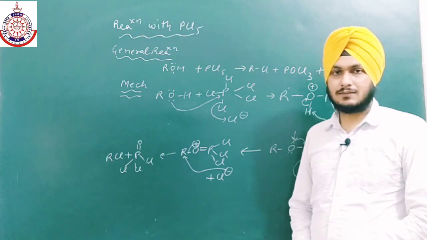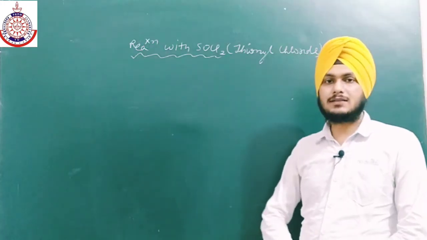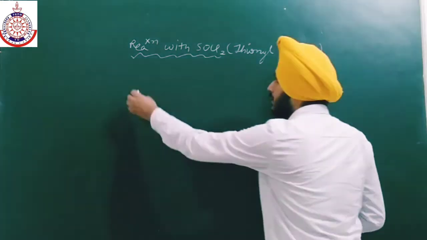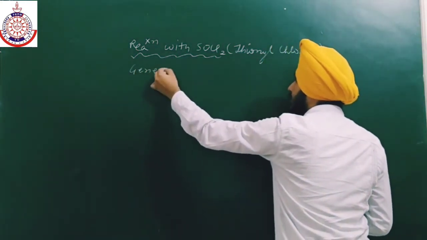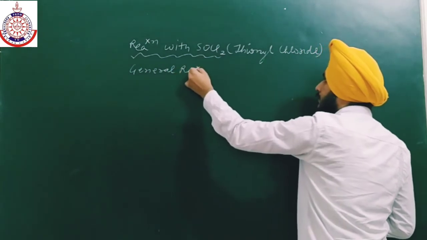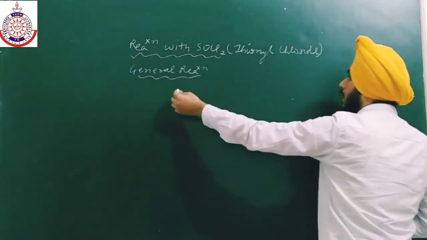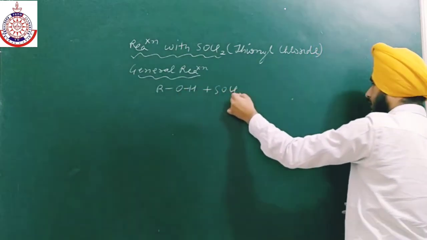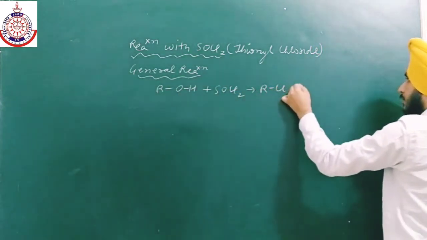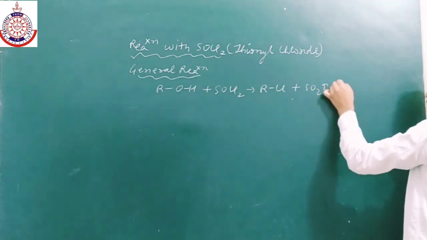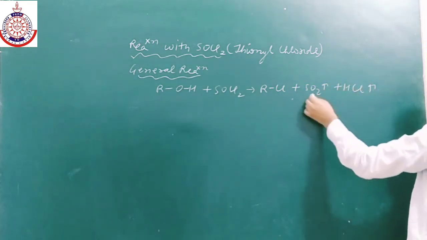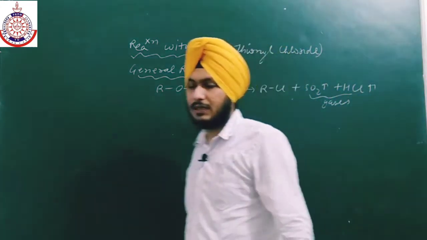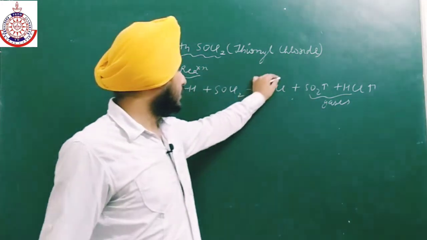So let us discuss that one also. The last method is reaction with SOCl2. This is known as thionyl chloride. Now the general reaction is ROH plus SOCl2 gives RCl plus SO2 plus HCl. Now these two byproducts are in gaseous form and they will leave. These two are gases, SO2 and HCl, and we will get the product in the pure form.